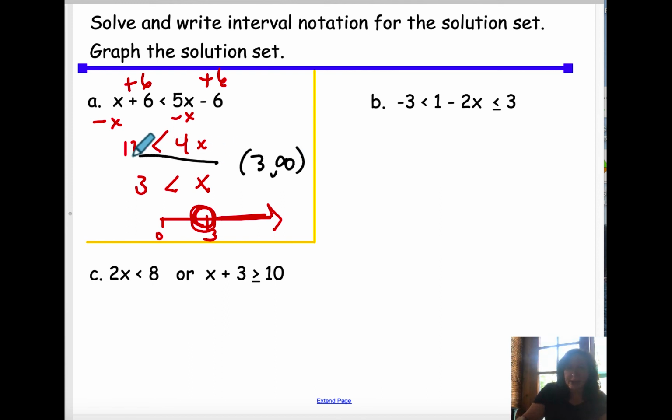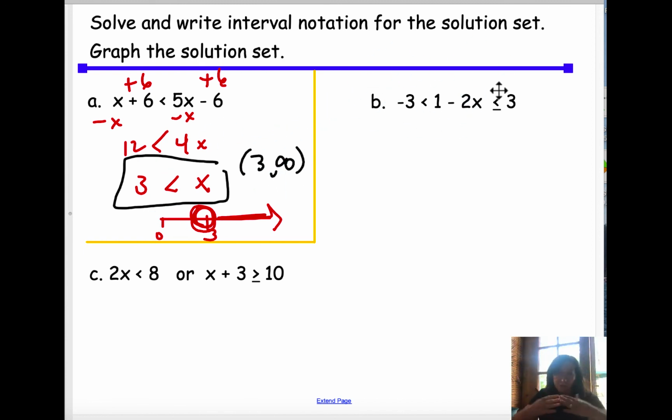And so, like I said, you have to be able to know all the different forms. You do have to know algebraically, you have to know graphically, and you also have to know interval notation, which this includes all three.